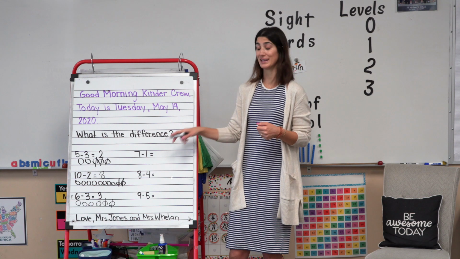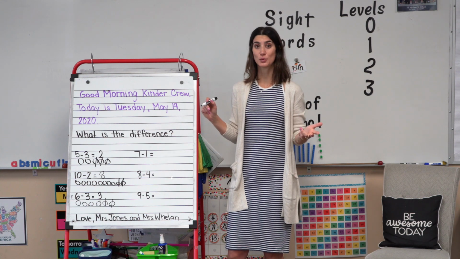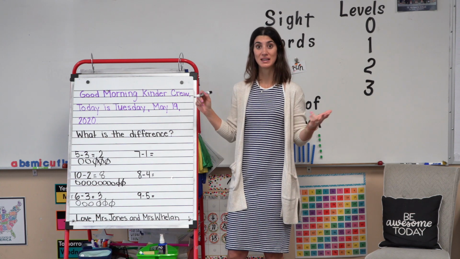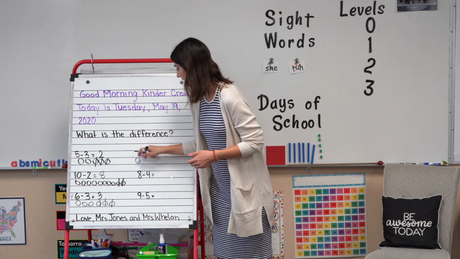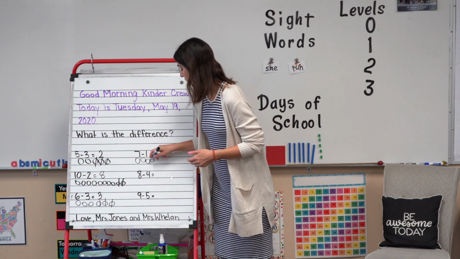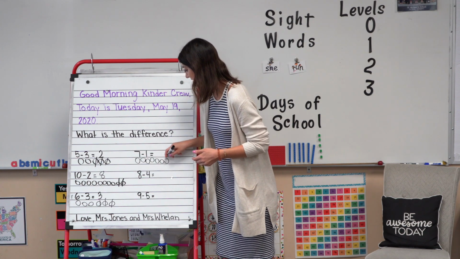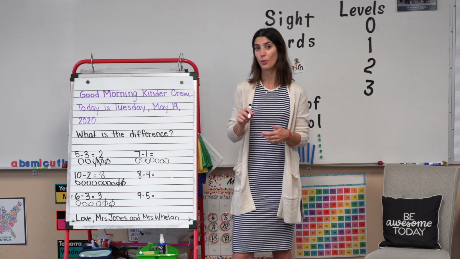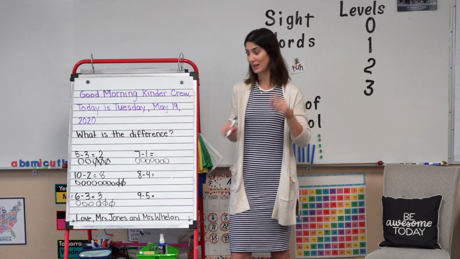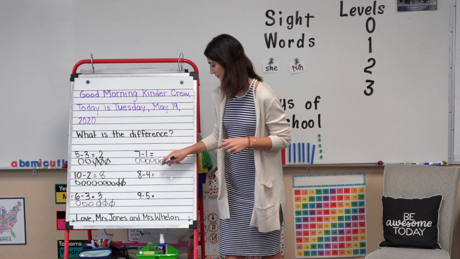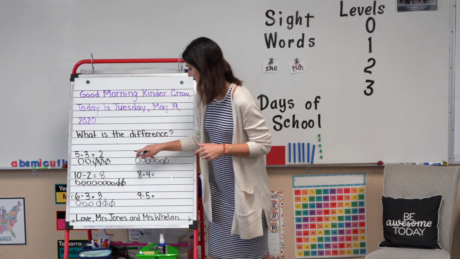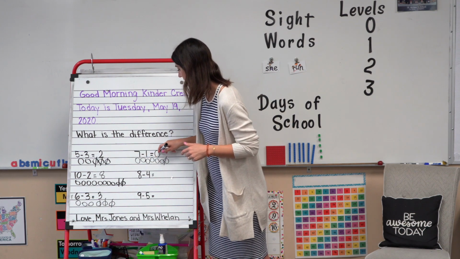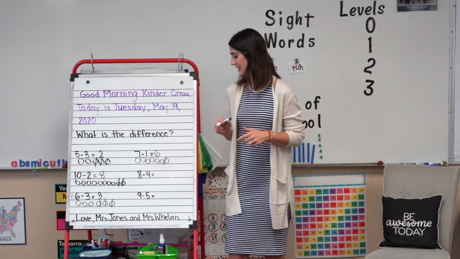Let's look up here. 7 minus 1 equals, how many are we starting with? 7. 1, 2, 3, 4, 5, 6, 7. How many are we taking away? 1. And how many are left? 1, 2, 3, 4, 5, 6 is our difference. 7 minus 1 equals 6.